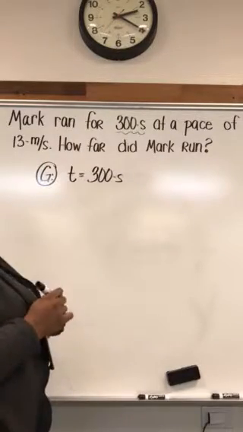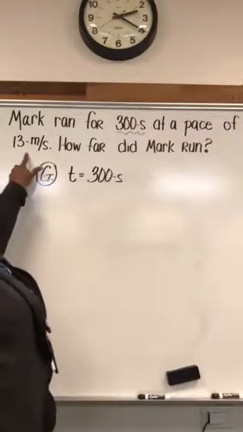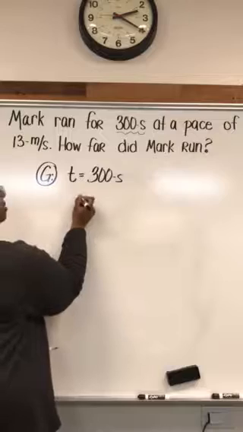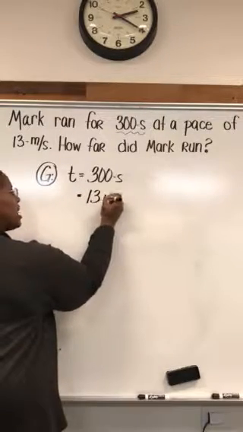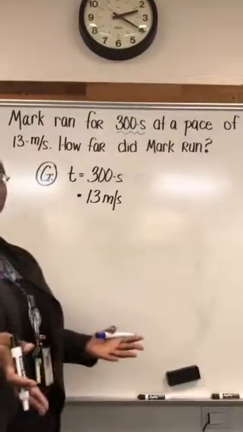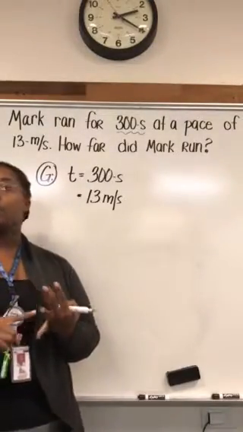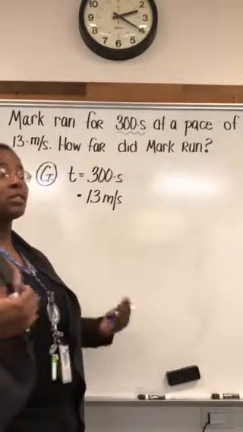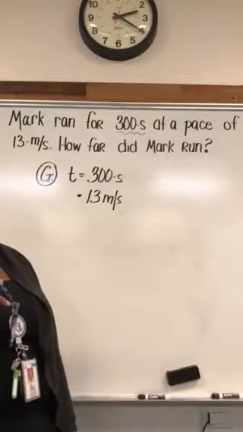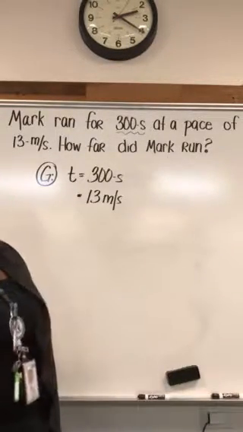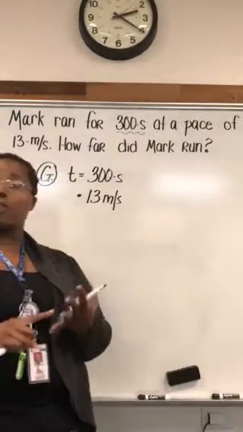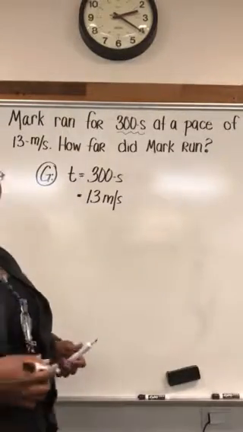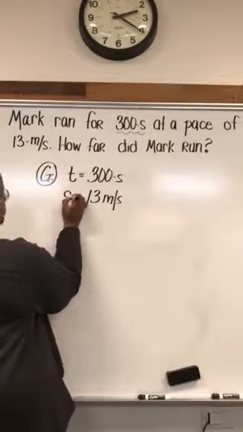Mark ran for 300 seconds at a pace of 13 meters per second. So there's another number. Create your equal sign, of course. 13 meters per second. Now, at this point of the year, meters per second can either be speed or velocity. Just in case you don't remember the difference, I am moving 13 meters per second. Do you know what direction I'm moving in? Looking at that problem, the answer is no. So if I don't see a word like north, south, east, or west, nothing that's giving me a direction, we know that 13 meters per second is going to be our speed.